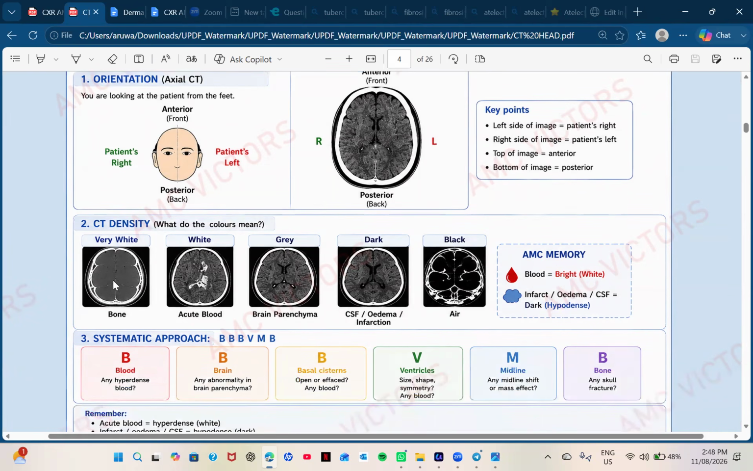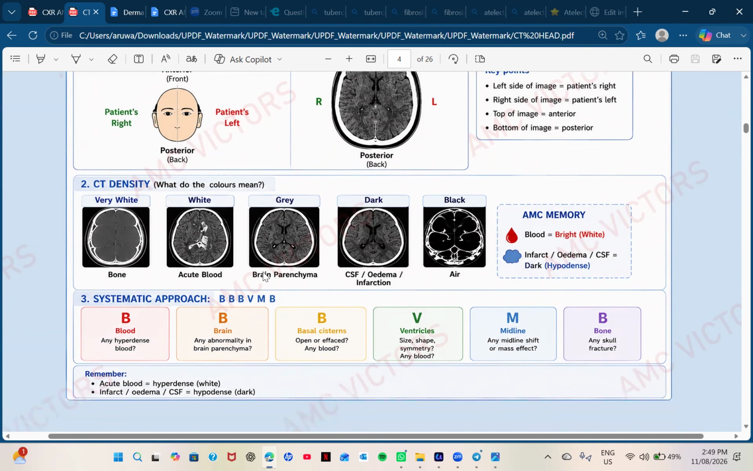Very bright white, you can see the bone, right? Then you can see white in acute blood. Remember, very important, acute blood you can see in white color. The gray is brain parenchyma. The dark color is what you can see for cerebrospinal fluid, edema, and infarction. Black color can be air. Remember the blood, the bright white.